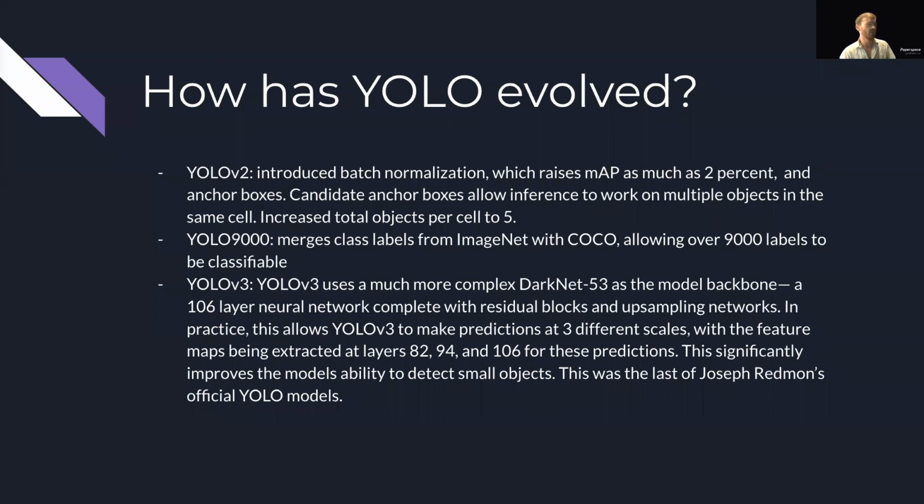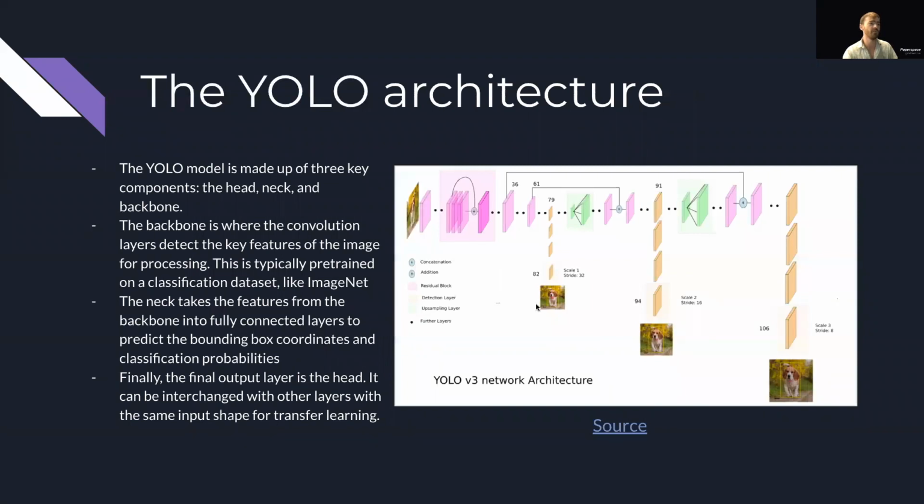It uses a 106-layer neural network complete with residual blocks and upsampling networks. In practice, this allowed YOLOv3 to make predictions at 3 different scales, with the feature maps being extracted at layers 82, 94, and 106 for these predictions. If you recall, earlier I mentioned this about the YOLOv2, so it's able to extract at these different levels.